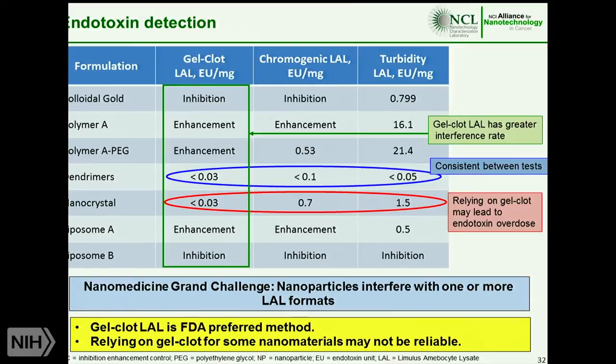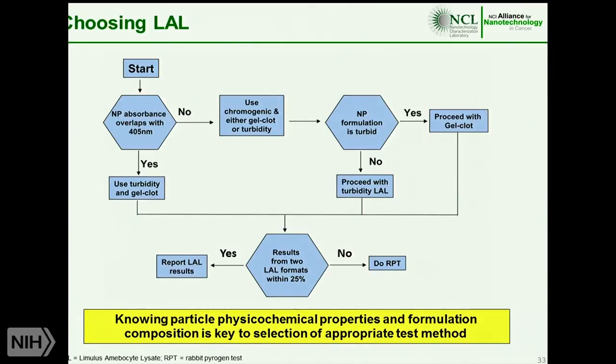So what we did, we conducted a collaboration with FDA, looking at the different nanoparticles and the ability of these particles to interfere with the gel clot and other LAL tests. And based on these studies, we proposed this decision tree, which informs us in choosing the appropriate LAL format for the given nanoparticle formulation. This decision tree is based on physicochemical properties of the nanoparticles.